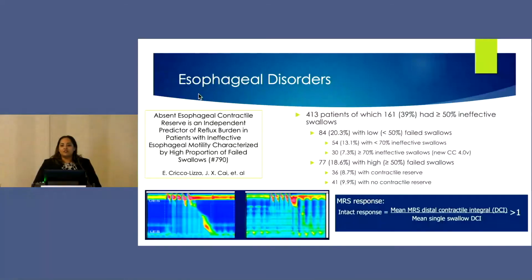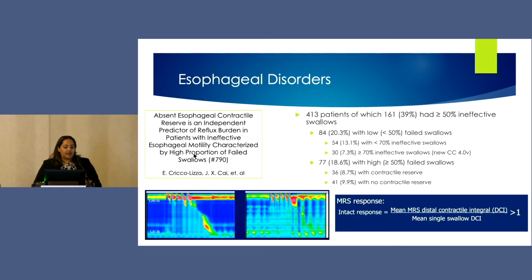So starting with esophageal disorders, this was actually a nice study looking at patients who had ineffective esophageal motility. As you all know, there was a change in Chicago criteria in the past year from Chicago 3.0 to Chicago 4.0, so they redefined how we actually define patients with ineffective esophageal motility. And what this study was looking at was specifically patients who have a high proportion of failed swallows. Do those patients who also have esophageal contractile reserve have any change in terms of their reflux burden?